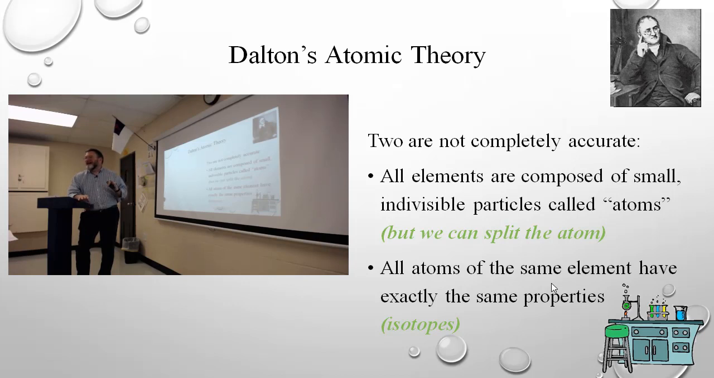So they're not exactly identical. Every atom of cobalt is not necessarily exactly the same. It's going to have exactly the same number of protons. It's going to have exactly the same number of electrons when it's in a neutral state, but they're not going to necessarily have the same number of neutrons. They're going to form isotopes. And we'll talk about that later.